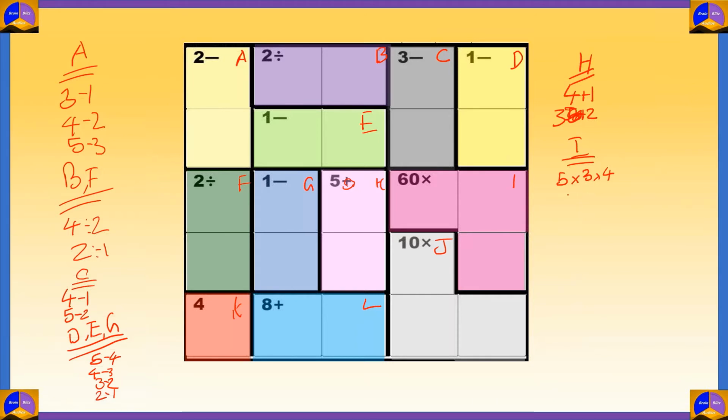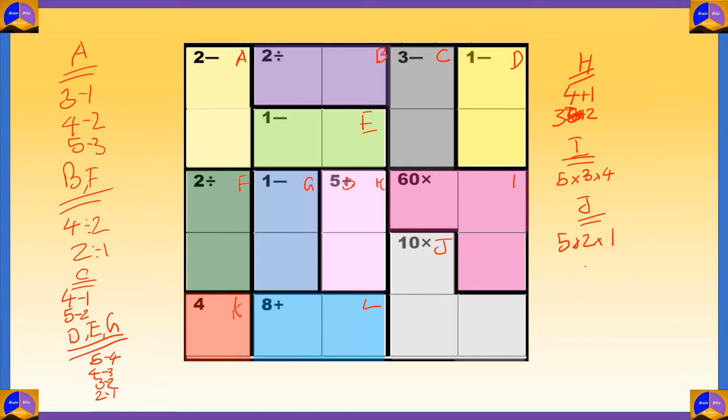Now, let's look at cage J. In this case, there are 3 cells and the operation is multiplication. After multiplying, our result must be 10. So, the option is 5 times 2 times 1. We'll be looking at cage K later.